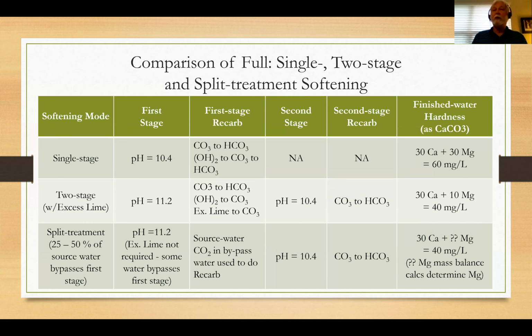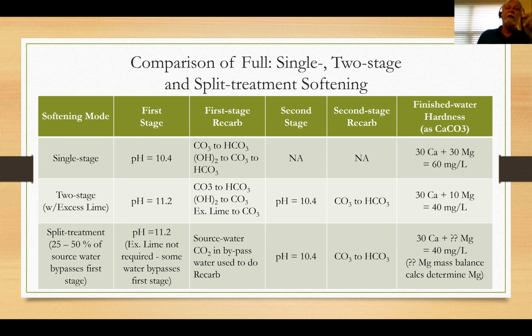So in single stage, we went through an example. We said, where are we going to operate it? Well, we're going to add the stoichiometric amount of lime, stoichiometric amount of soda ash, and the pH is going to be 10.4. In the first stage recarb, we're going to take the carbonate to bicarbonate in the case of calcium carbonate. In the case of magnesium hydroxide, we're going to convert it first to magnesium carbonate with 1 CO2 and then to magnesium bicarbonate with another CO2. In the second stage, there is none, so it's not applicable. And the second stage recarb, likewise, not applicable.